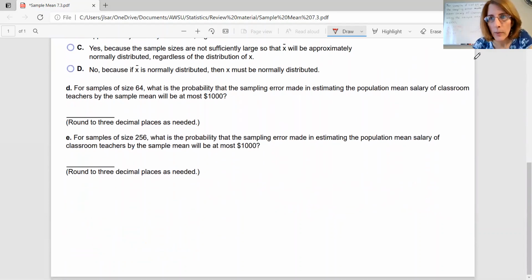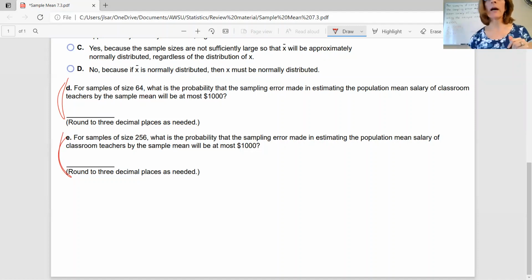Okay, so now we get into the part of the question that was a little confusing for a lot of you. Part D: for samples of size 64, what is the probability that the sampling error made in estimating the population mean salary of classroom teachers by the sample mean will be at most 1,000? Then it has you do the same thing for the sample size of 256.